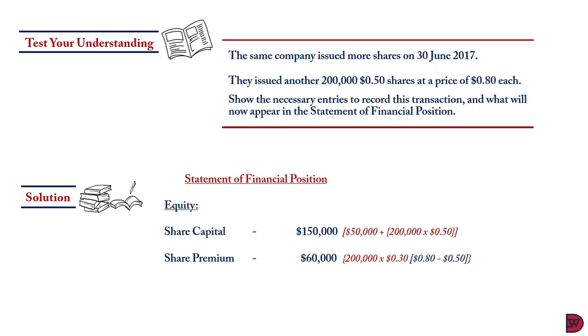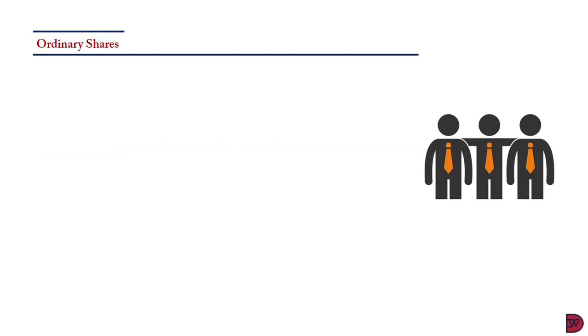When we come to the share premium, we will pick the 200,000 multiplied by the difference between the 80 cents sold and the nominal value of the 50 cents, giving 30 cents. So the share premium account will now be $60,000. Now the share issues can be ordinary shares or preference shares.